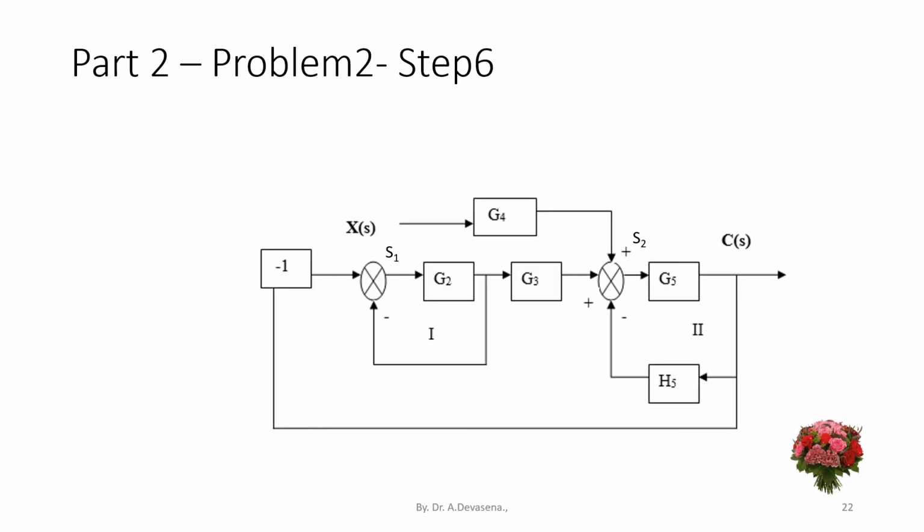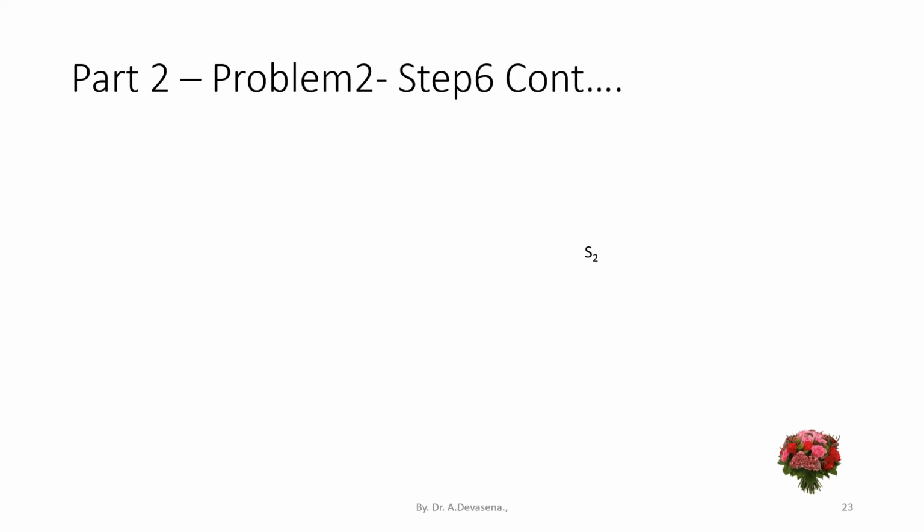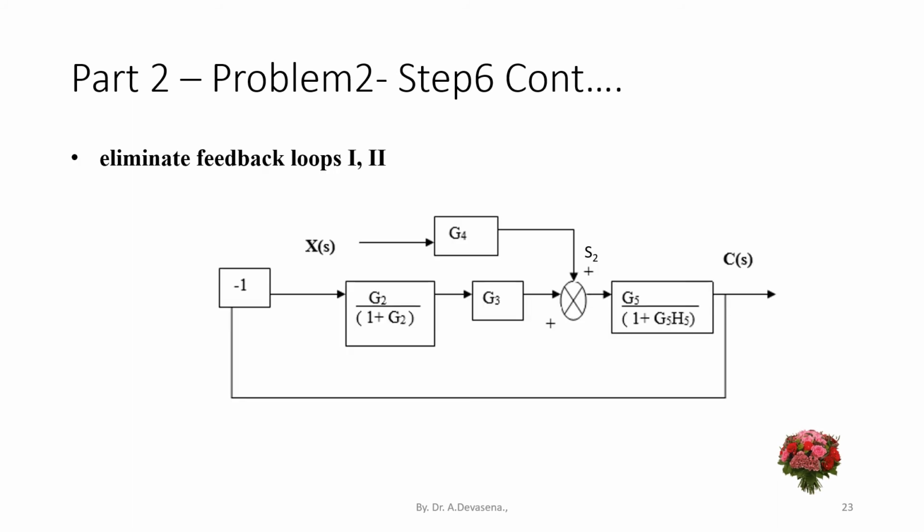Identifying feedback loops 1 and 2. Here is feedback loop 1. Feedback loop 1 is connected to the summing point S1 and feedback loop 2 is connected to the summing point S2. This is indicated in this diagram. Eliminating feedback loop 1 and 2.